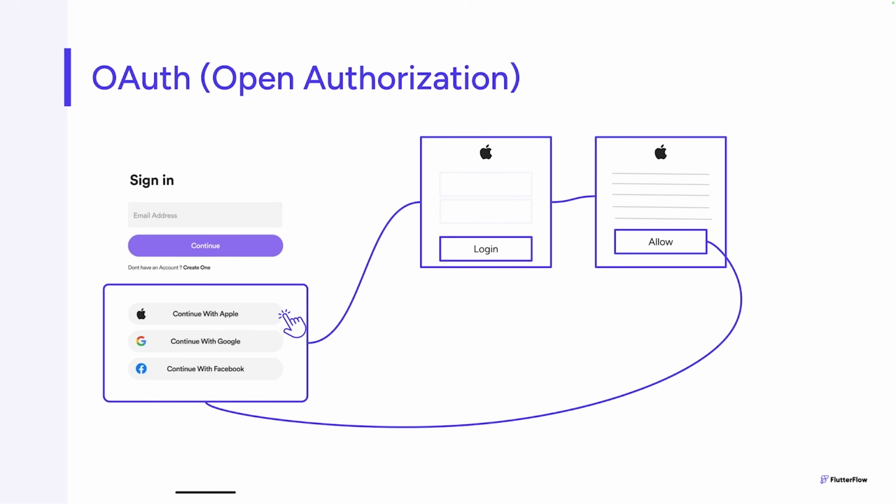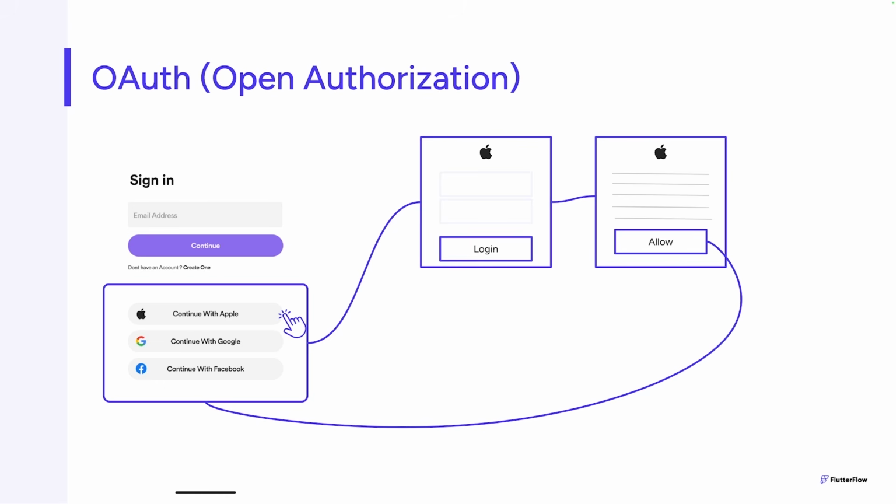OAuth is a popular authentication protocol that enables users to authorize one application to interact with another on their behalf without revealing their password. This method is commonly used to allow applications to access service features or user information from other services, such as logging into a third-party app using Google or Facebook credentials.